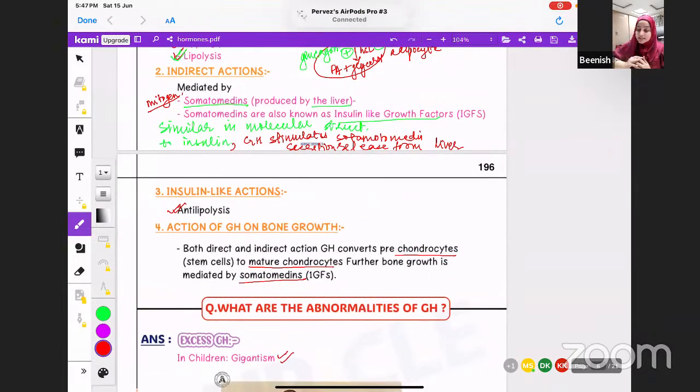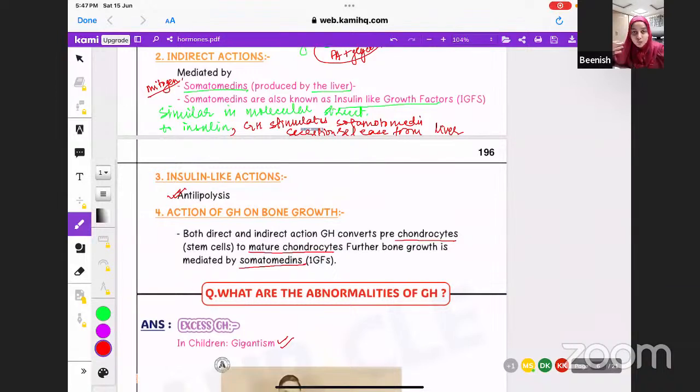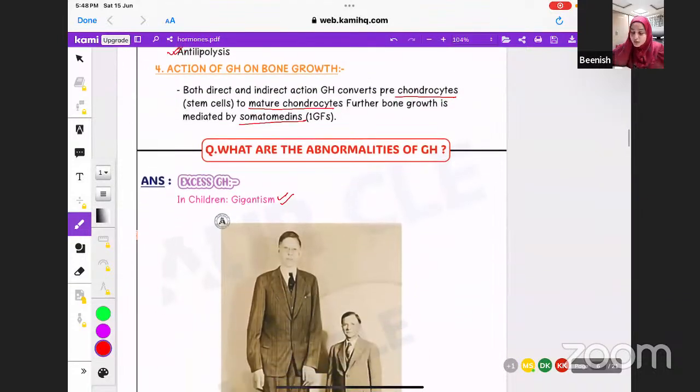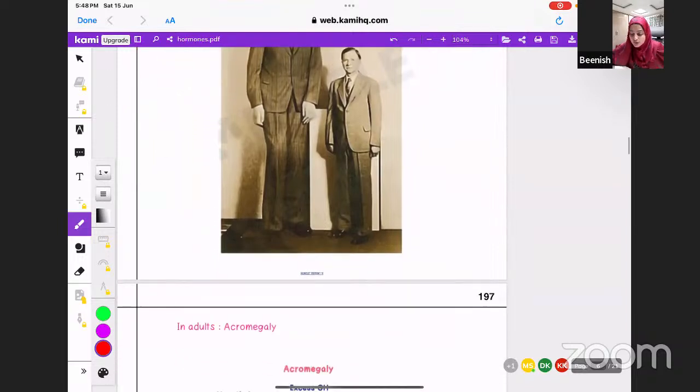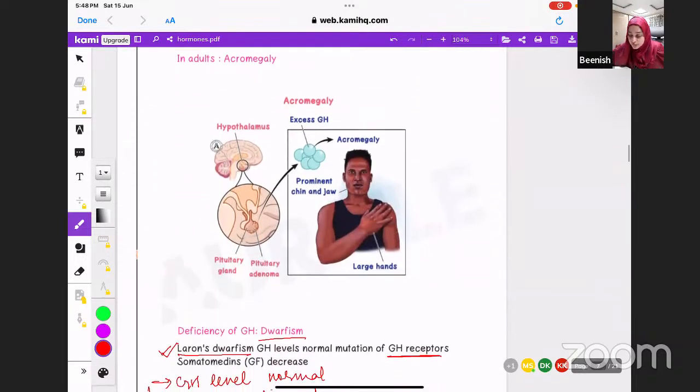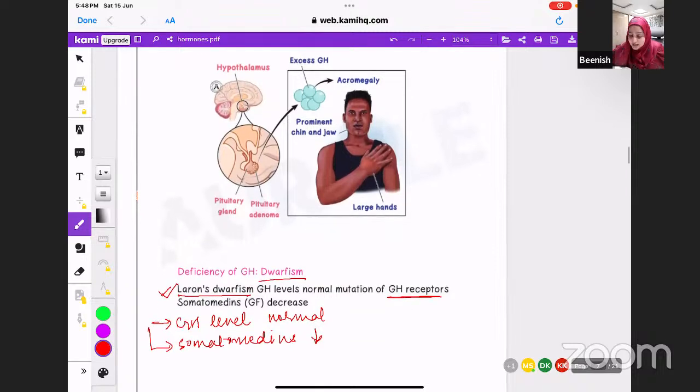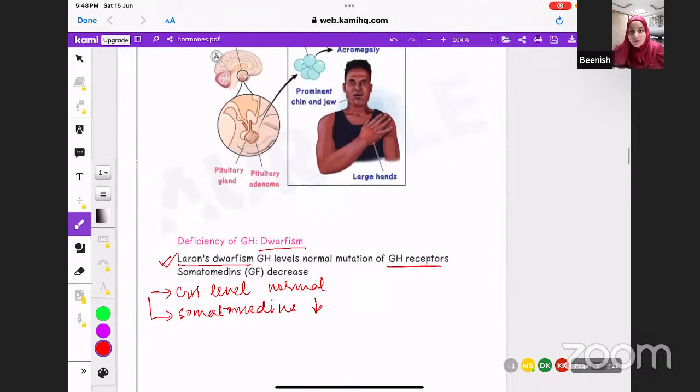Now, as indirect actions which are mediated through somatomedins, growth hormone is going to have insulin-like action, so it includes anti-lipolysis. Now talking about the action of growth hormone on bones: growth hormone was having both direct and indirect effects on the bone. It was converting the pre-chondrocytes into mature chondrocytes. Then talking about the abnormalities, if you have excess growth hormone in children, it causes gigantism. In adults, it causes acromegaly, and deficiency of growth hormone is going to cause dwarfism.